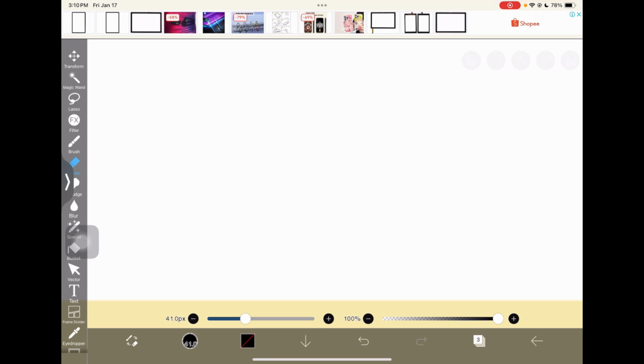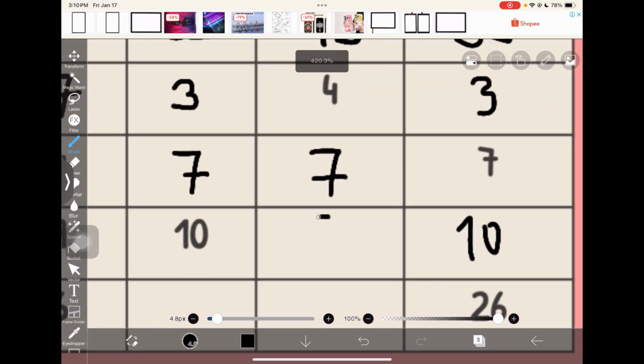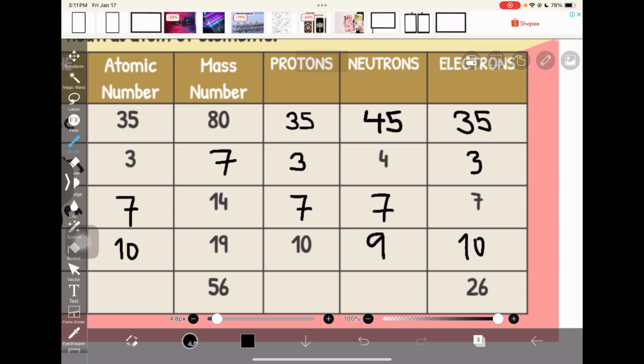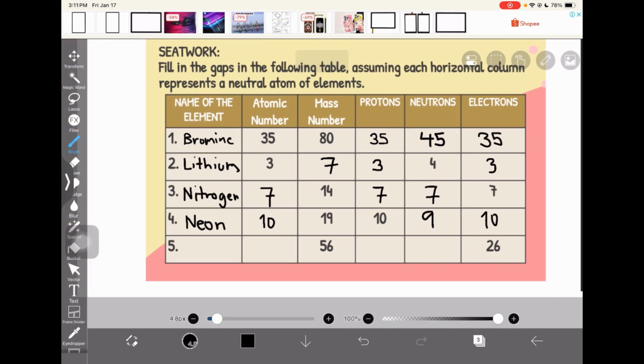So as you could see here, we kind of broke the pattern. We can't say protons is the same as neutrons, because sometimes it's the same, like in nitrogen, but sometimes it's different for the other elements.